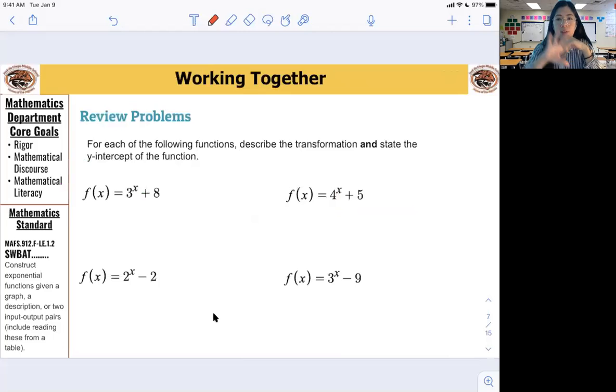All right, now we're kind of switching over to something different. We've talked about what is exponential and what is not exponential. Now we're just gonna look at exponential functions and talk about them a little bit. For this one, we're gonna describe the transformation and state the y-intercept. So there's two different things we're gonna do. I'll start off with the first one so that we can remember how to do this. When I say transformation, I just want to know, is it going up, down, and then how many units?